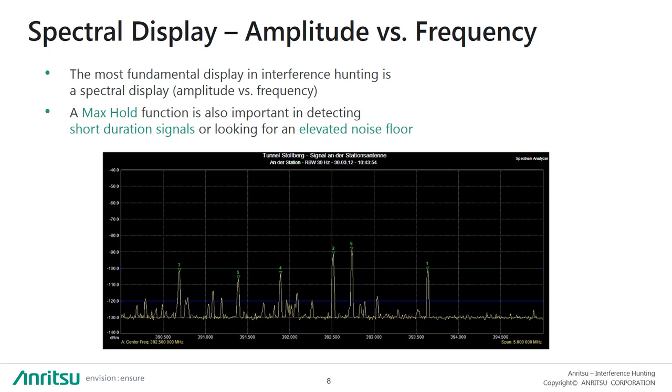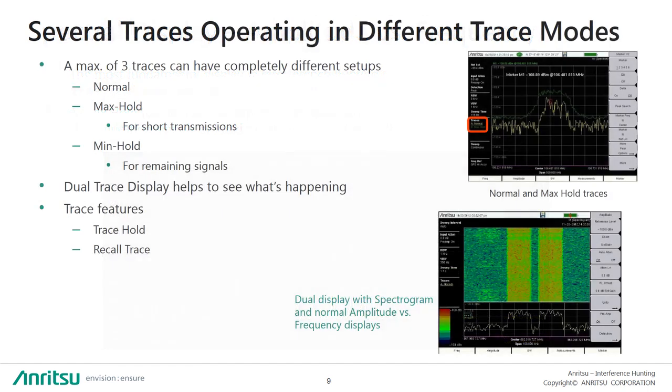The most fundamental display when hunting for interference is the standard spectral display, showing amplitude over frequency. The standard trace operation feature of spectrum analyzers is max hold. That is important in detecting short duration signals or looking for an elevated noise floor. Typically, you can simultaneously show up to 3 traces, each in a different mode. You have the normal or write mode, which is simply rewriting the trace for every sweep. Then you can show max hold at the same time, which is good for finding short duration transmissions.